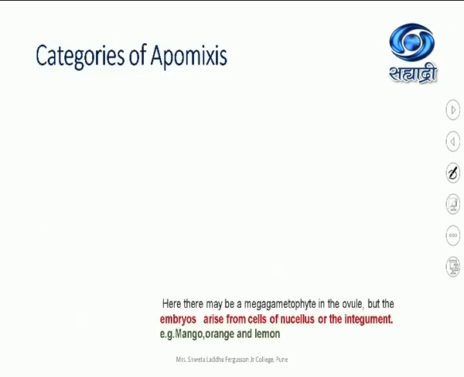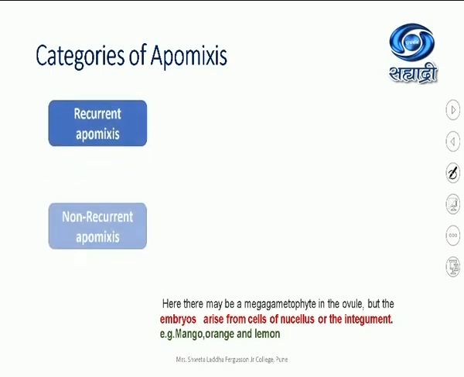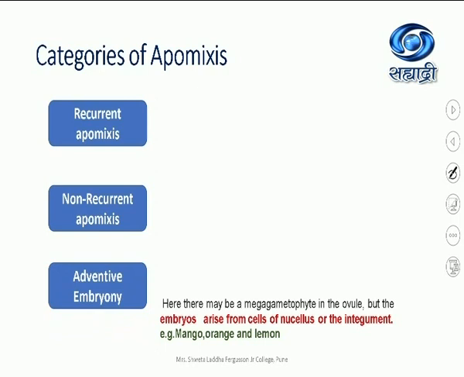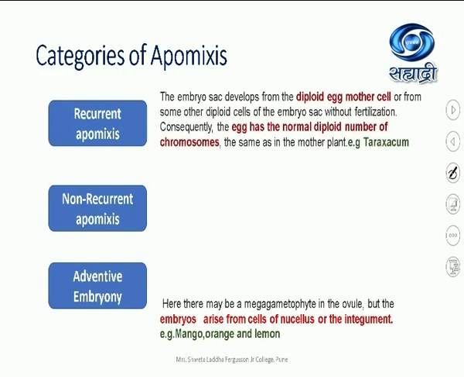There are three categories of apomixis: recurrent apomixis, non-recurrent apomixis, and adventive embryony. Repeat these words. Recurrent apomixis, non-recurrent apomixis, adventive embryony. I'll try to explain all three concepts slowly. First, we'll see recurrent apomixis.